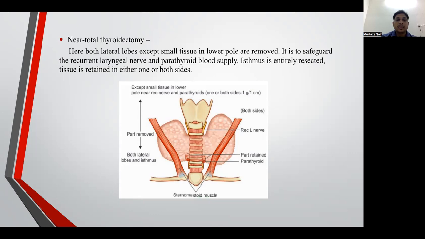The part removed is both lateral lobes and the isthmus. You can appreciate this by the yellow part in this photograph, which shows the recurrent laryngeal nerve. You can see the part retained and a small parathyroid. So this is the near total thyroidectomy.